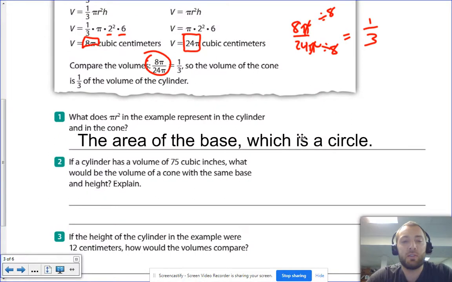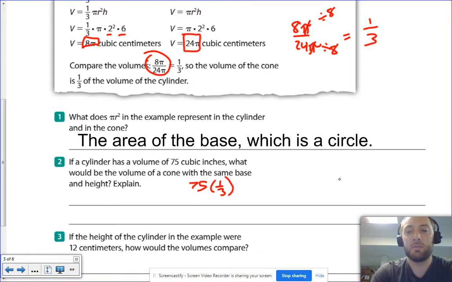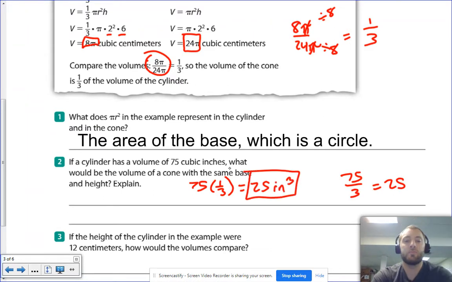Now, number 2, if the cylinder has a volume of 75 cubic inches, what would the volume of a cone with the same base and height be? And explain. So the cylinder is the bigger one, and the cone is 1/3 of that. So if you want to find 1/3 of that, you can just take 75 times 1/3. Or that's the same as 75 divided by 3. Either way, you get 25 cubic inches. And it's because we know it's going to be 1/3 of the size if it has the same height and the same base. If everything's the same, it's just going to be 1/3 of it.